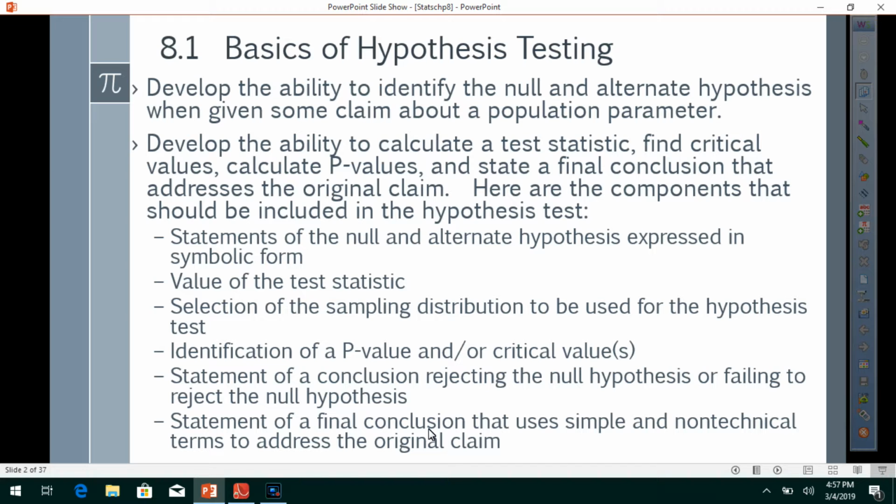Statement of the null and alternate hypothesis expressed in symbolic form. Value of the test statistic. Selection of the sampling distribution to be used for the hypothesis test. Identification of a p-value and/or critical value or values. Statement of a conclusion rejecting the null hypothesis or failing to reject the null hypothesis. Statement of a final conclusion that uses simple and non-technical terms to address the original claim.